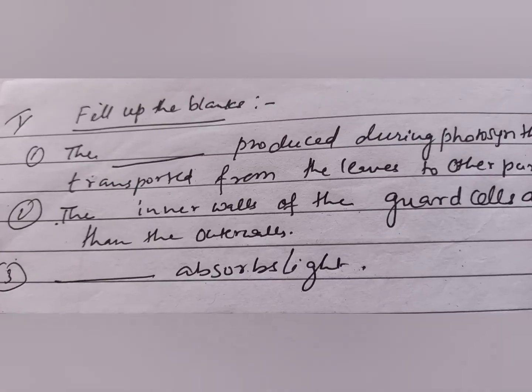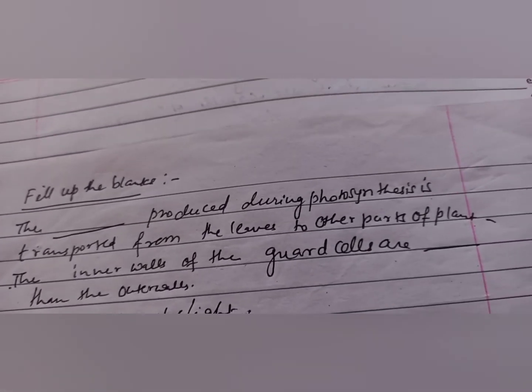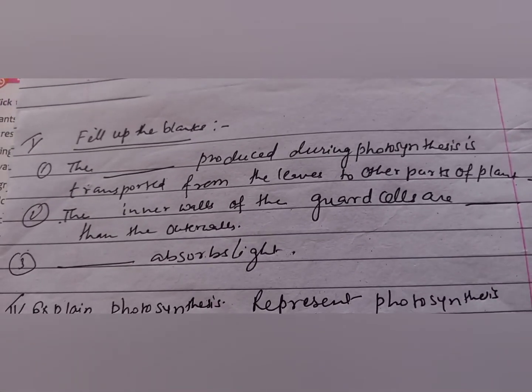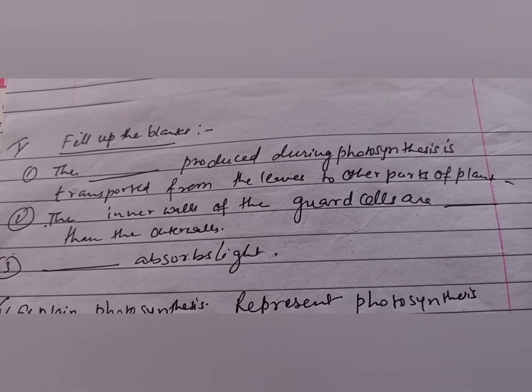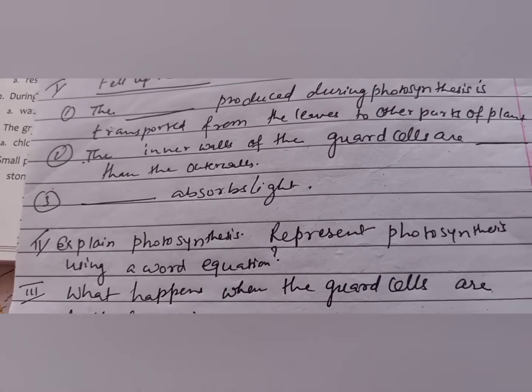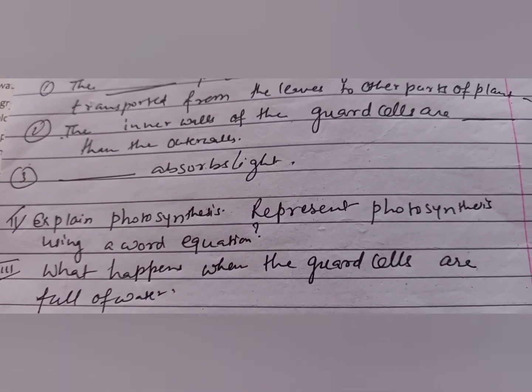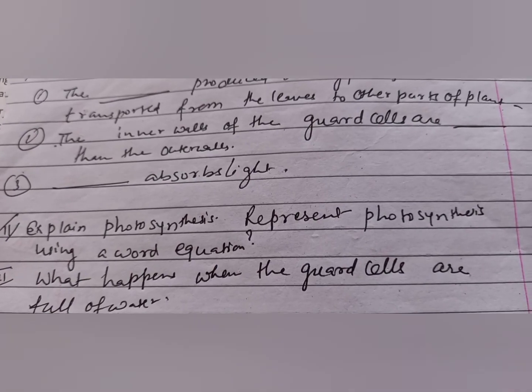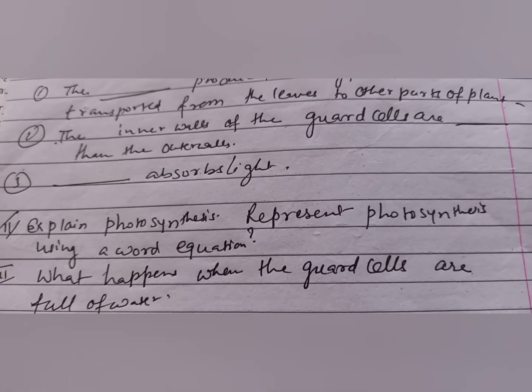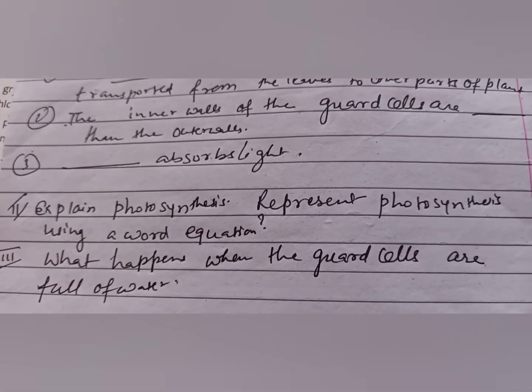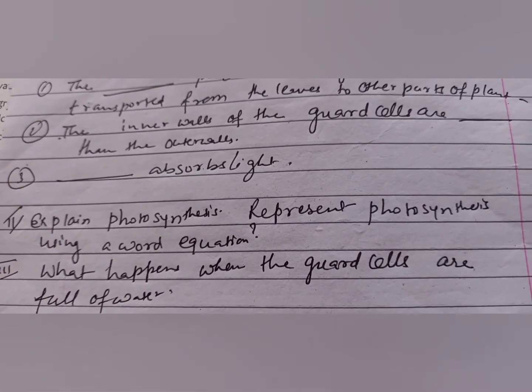So there are some classwork questions. First is fill in the blanks. The gas produced during photosynthesis is transported from leaves to other parts of the plant. Then, the inner walls of the guard cells are dash than the outer walls. And third, dash absorbs light. The second question, explain photosynthesis and represent photosynthesis using the word equation. And what happens to guard cells when they are full of water?